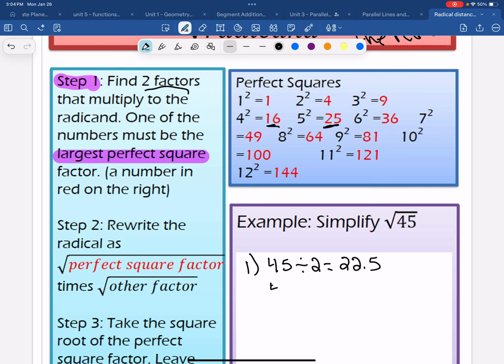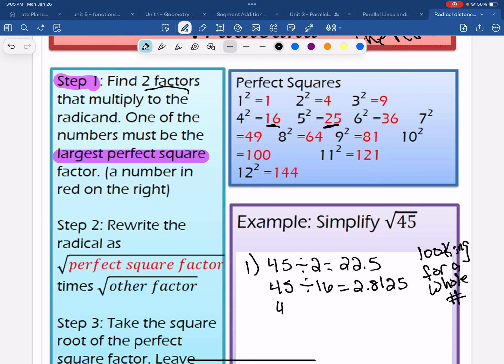So I'm going to do 45 divided by 16, and you're going to get 2.8125. Okay, that is not a whole number. So that doesn't help us, because what we're looking for is a whole number. Okay, so I know 16 doesn't work, so let me try 9.